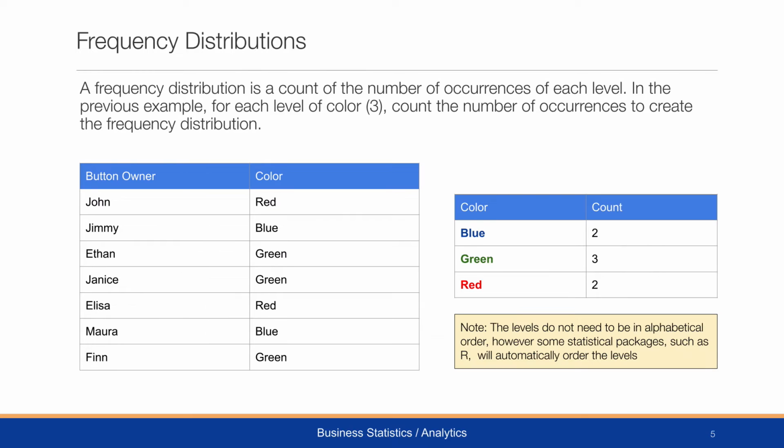The frequency distribution is a count of the number of occurrences of each level. So in the previous example, each level of color, we had 3 of them, count the number of occurrences to create the frequency distribution. So we count there are 2 reds, 2 blues, and 3 greens. Note that the levels do not need to be in alphabetical order. However, some statistical packages such as R will automatically do that for you.